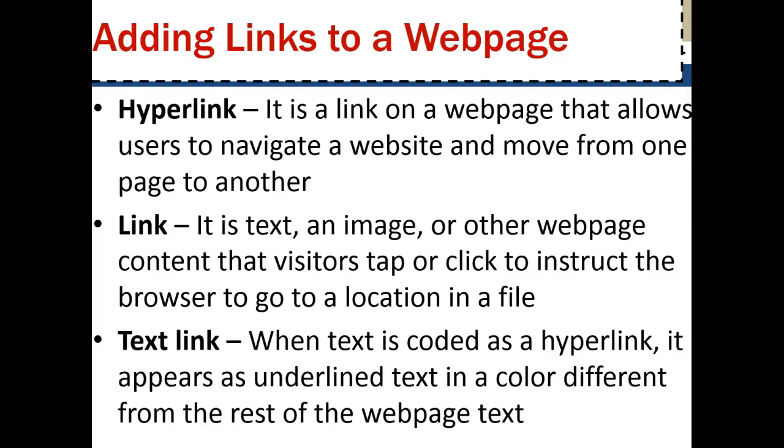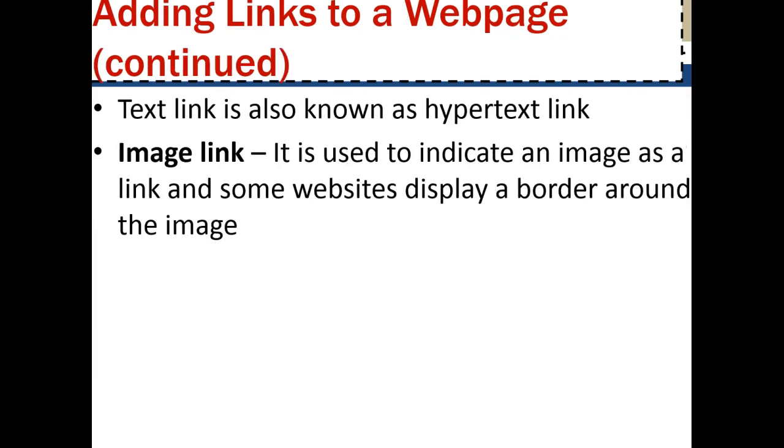As we said, we have text links. When the text is coded as a hyperlink, it can appear with an underline, normally in blue or a different color, and you know that that's a text link. The text link is sometimes also known as a hypertext link. And then we can also have an image link. Maybe a business logo can act as an image link. So when users click on that logo, it will take them to another web page, or maybe to a file or something like that.